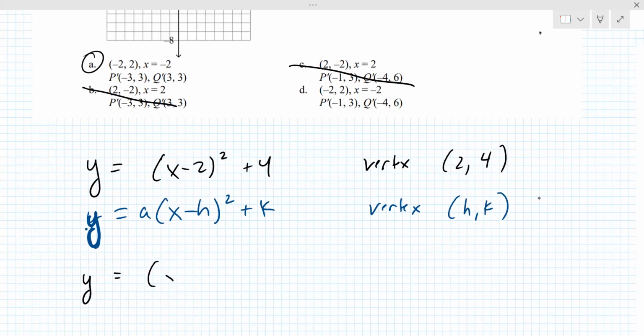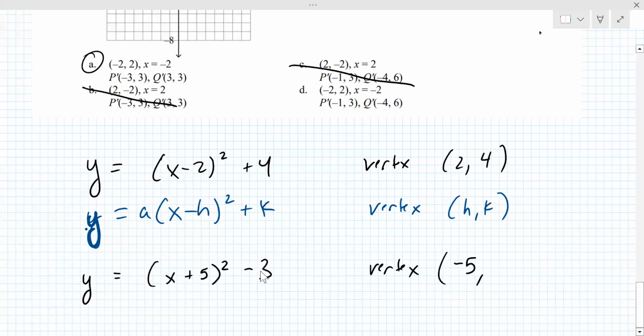Let's say it was (x plus 5) squared minus 3. The vertex for this one is negative 5 and positive 3. So the one on the inside switches, but not the one on the outside. That could be tough to remember. It's because it's opposite in sign on the inside, but the one on the outside is whatever it is. Does that make sense? Yeah.